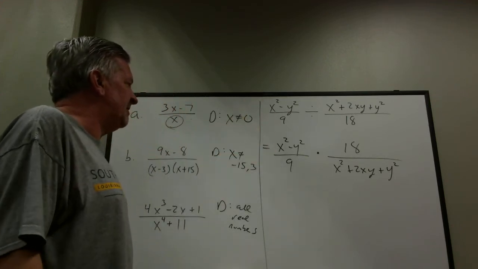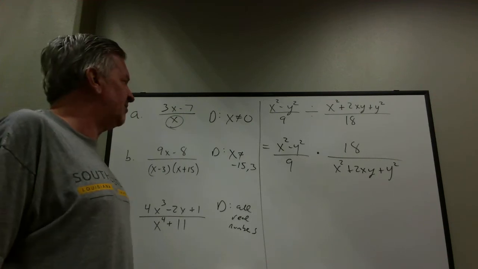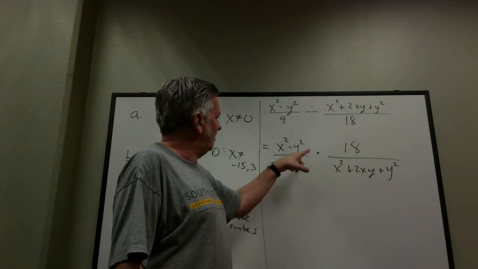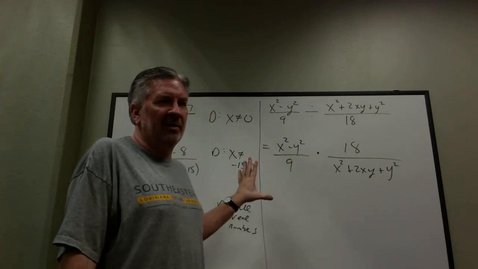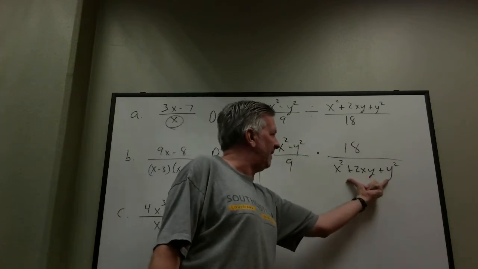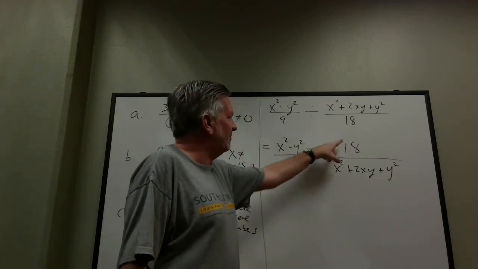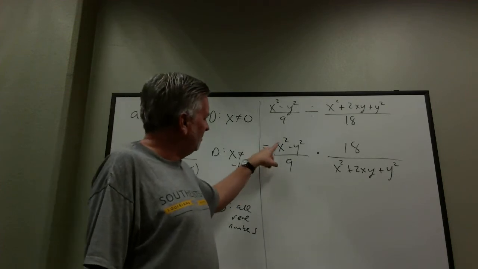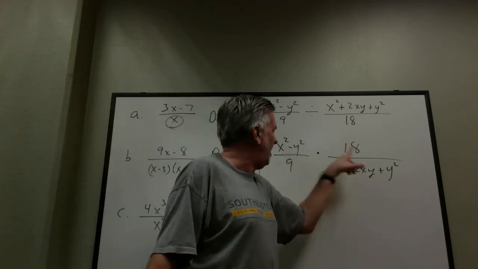Now we're supposed to simplify. Can you do any canceling right now? Sure, notice you can only cancel when everything's being multiplied and divided. So I have something times something times something times something, the whole thing. You could cancel the 9 and the 18 and get a 2. Now, can I cancel the x squares here? Can I cancel the y squares?